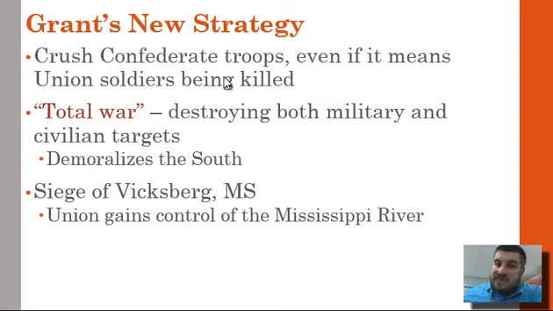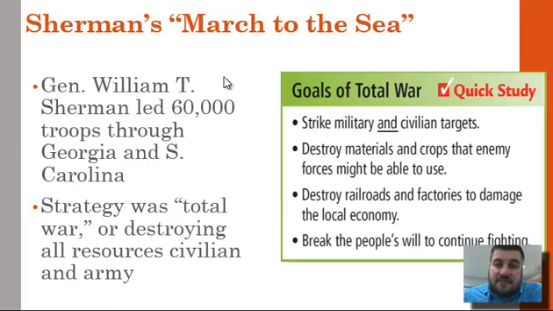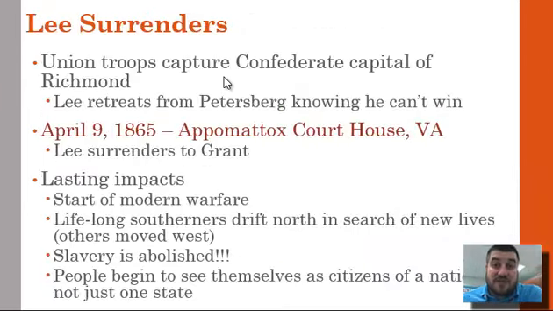And then another famous battle after the siege of Vicksburg, the Union gains control of the Mississippi River, finishing the Anaconda Plan. And then Sherman, William Tecumseh Sherman, begins his march to the sea, which he leads 60,000 troops through Georgia and South Carolina, burns down the city of Atlanta, as far going with total war, or destroying all of the resources, civilian and army. Destroyed materials, crops, railroads, factories. You burn everything to the ground to break the people's will to continue fighting.